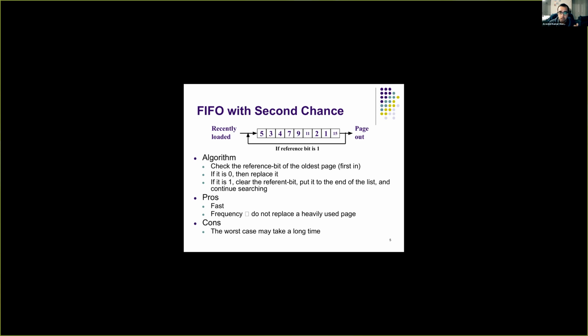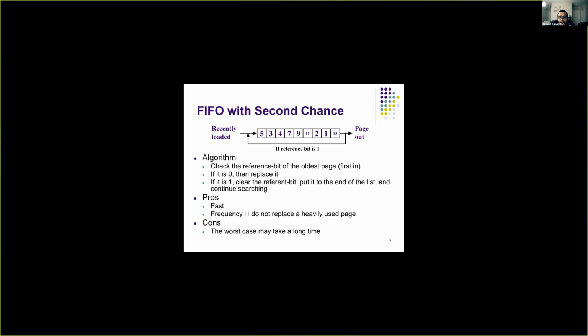Okay. So the pro for this approach is it's fast. In addition to being fast, it also respects the frequency of the pages. That means a heavily used, or rather frequently used, page will not be replaced, because as we use the reference bit, if the page is frequently used, the reference bit will be constantly set. So we don't replace a frequently used page.